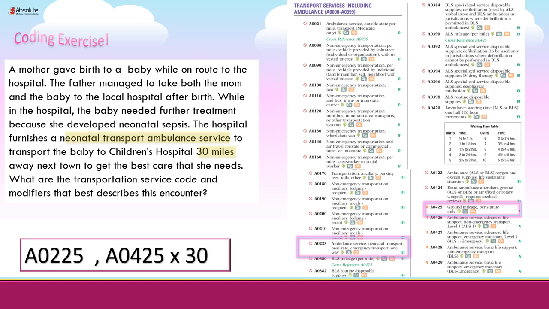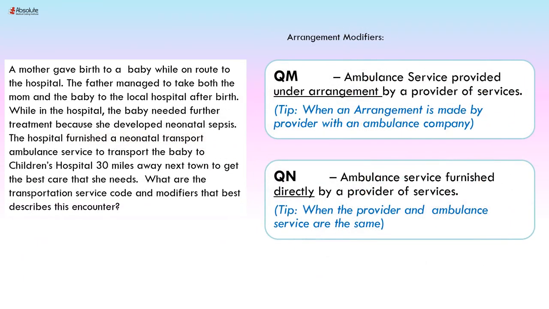Okay, good. Now let's go ahead and figure out the modifiers that we need for this encounter. First we're going to talk about the arrangement modifiers. What type of arrangement modifier is applicable here? We have QM, which is an ambulance service provided under arrangement by a provider of services. The coding tip here is that when an arrangement is made by the provider with an ambulance company, when it involves an ambulance company, then you go ahead and use modifier QM.